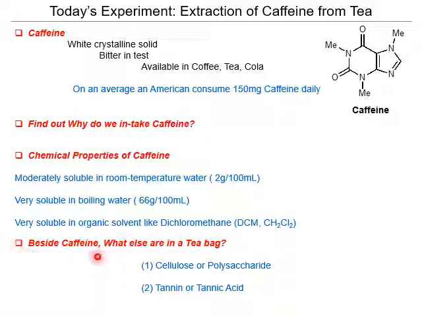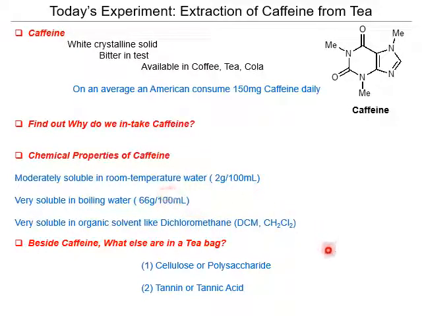Besides caffeine, what else is in a tea bag, for example? Every time you put a tea bag in a cup of boiling water, what are you doing? What is actually going on, right? Well, the caffeine is being dissolved in the hot boiling water, right? 66 grams per 100 milliliters of water.